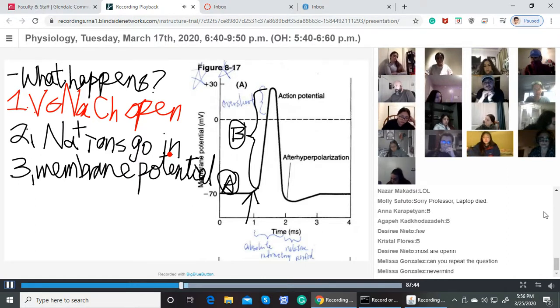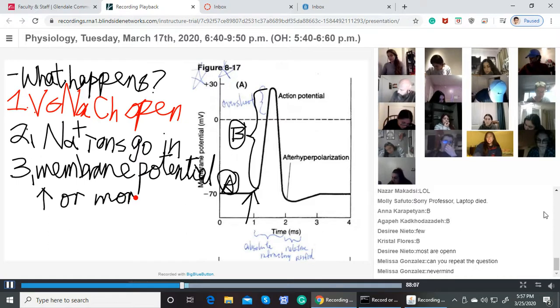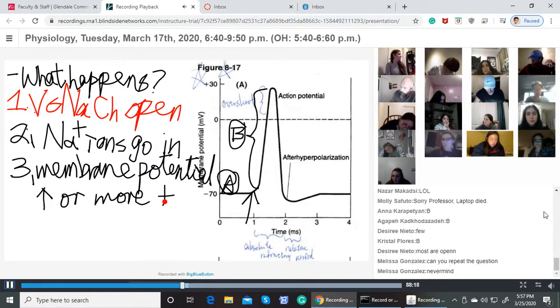It'll increase. Correct. Thank you, Jonathan. Yes, membrane potential increases, or becomes more positive. Because you have the sodium ion, they are positively charged. Then when you have more positively charged ion inside the cell, of course, it will make the cell more positive. Any question about this point?